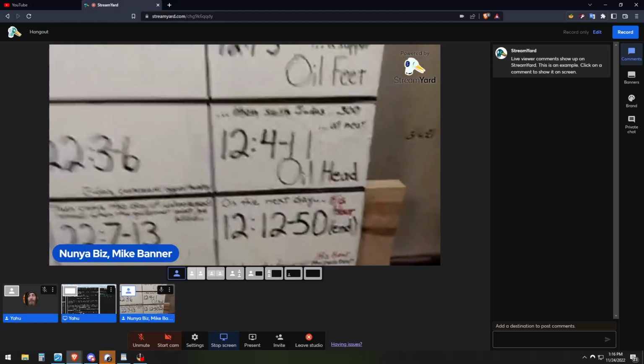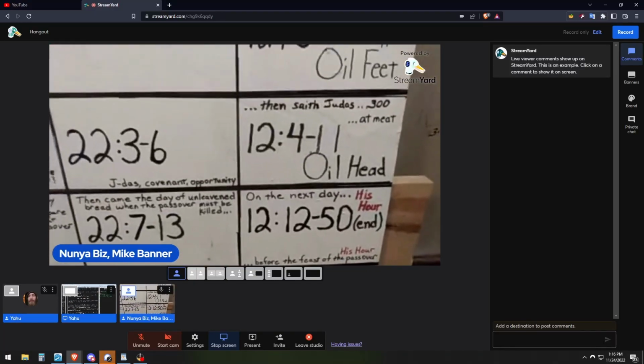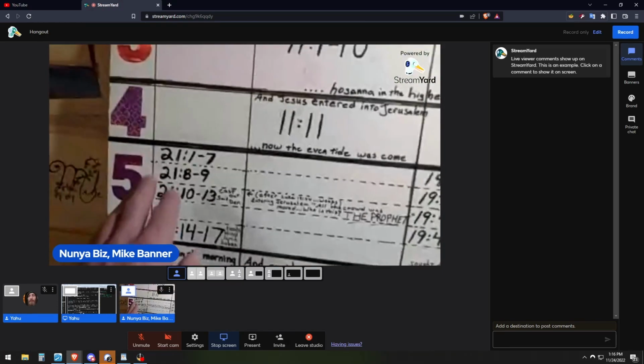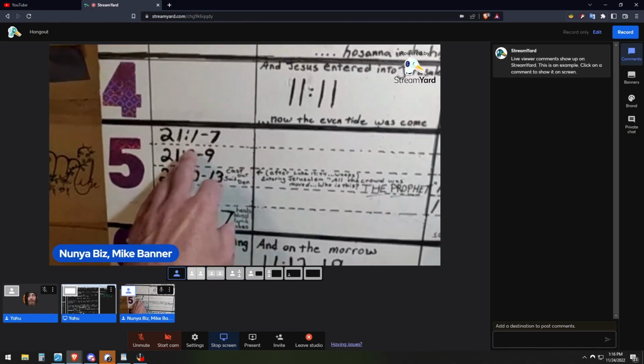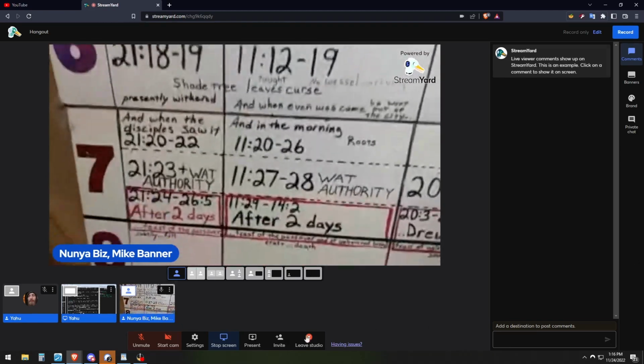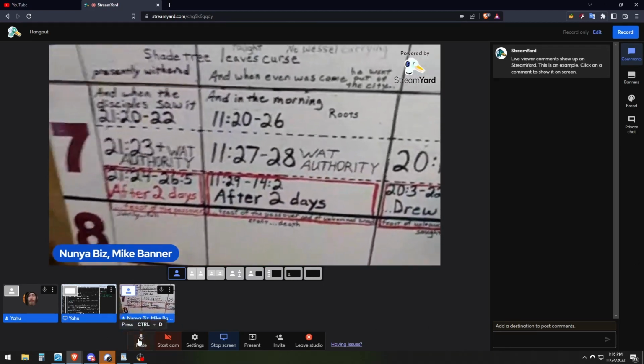Yeah, that's my whole point. This is a Jerusalem triumphal entry. This Matthew is a Bethany triumphal entry. Quite honestly, let me just read Matthew 21 again.